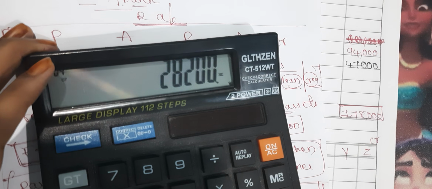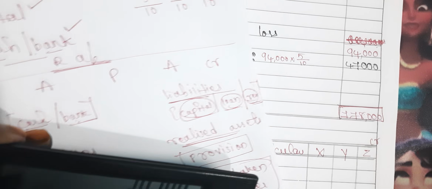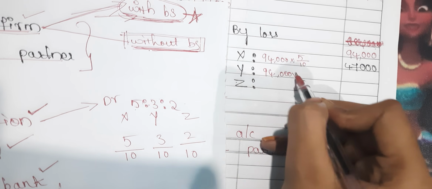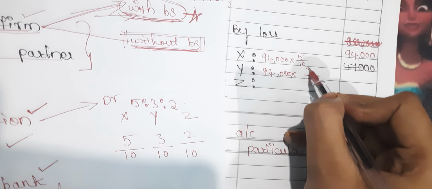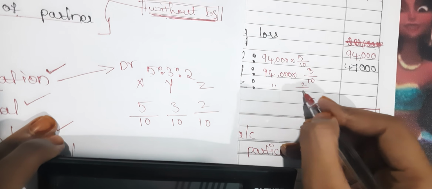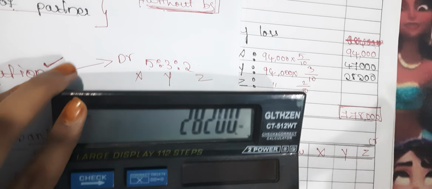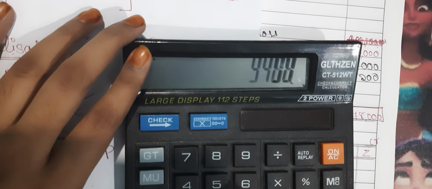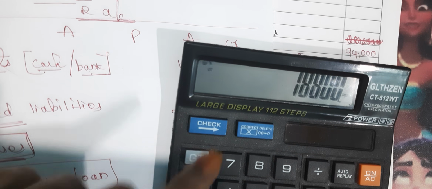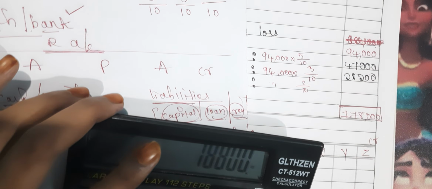How much is it? 28,200. In the same way you write here also, into 3 by 10, and the same for the last one, it is 2 by 10. So the amount is 28,200. Then 94 into 2 divided by 10. How much is it? It is 18,800.